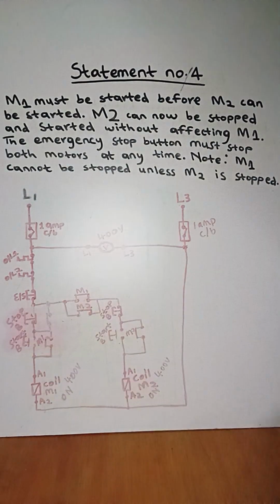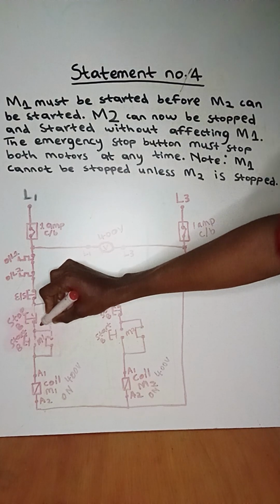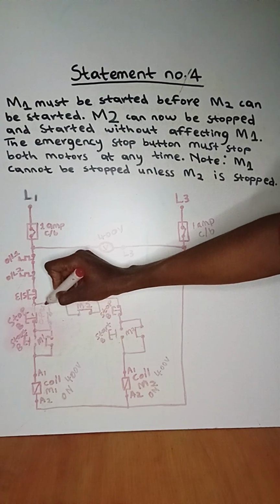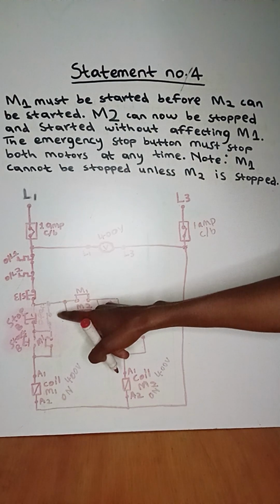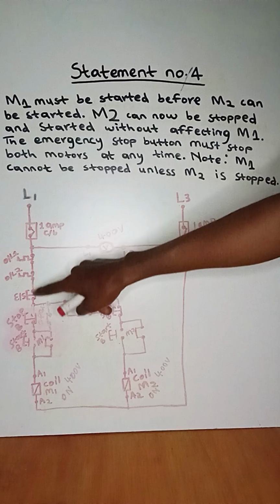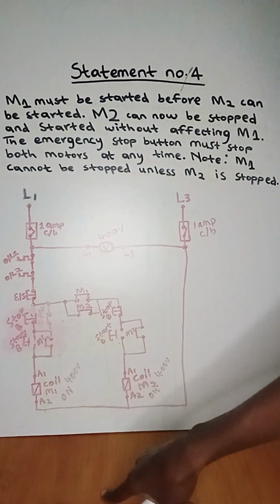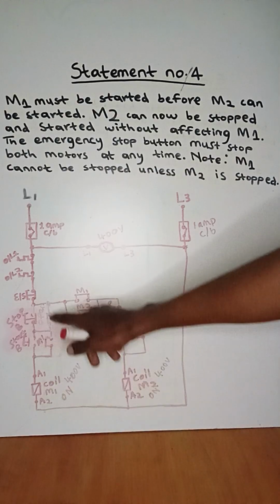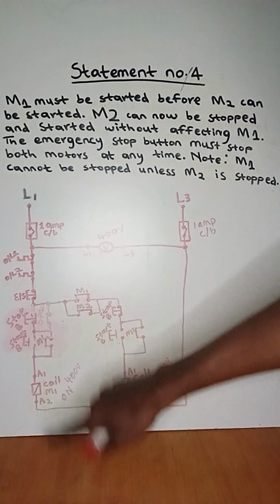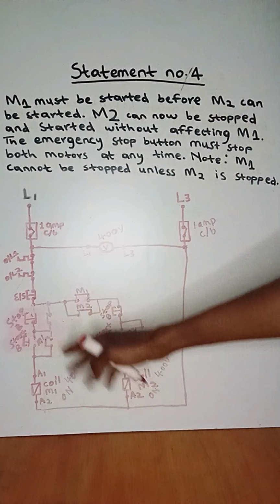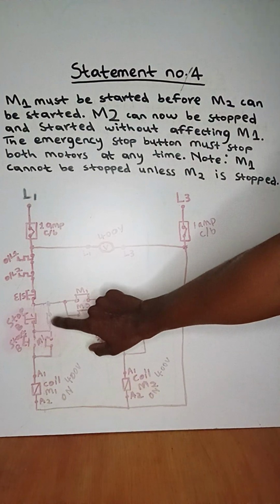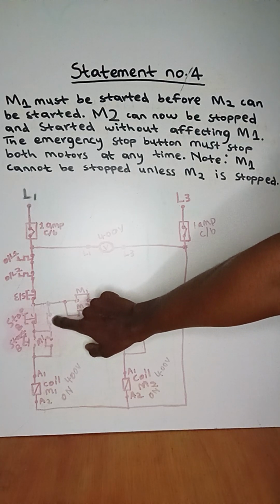So we press the stop button of motor 1, it creates an open contact. And when it creates an open contact, live current from live 1 will still flow all the way to the coil of motor 1. So it didn't affect the coil of motor 1 to be de-energized. So I'm letting go of the stop button of motor 1. It creates a close contact again.